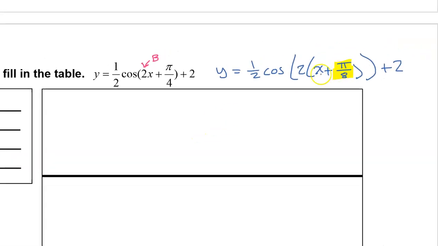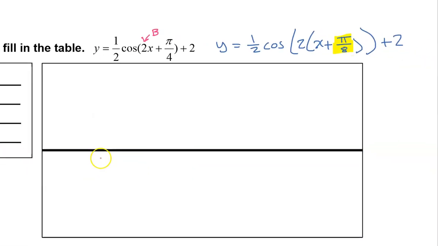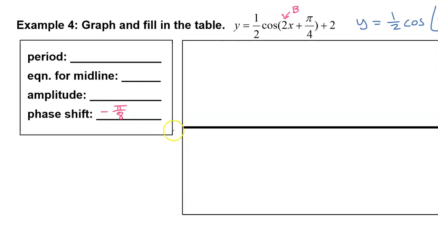Had this been minus pi over 8, then I would put positive pi over 8 now. So we always start the graph at the phase shift. Let's put our first mark on the number line and call it negative pi over 8.